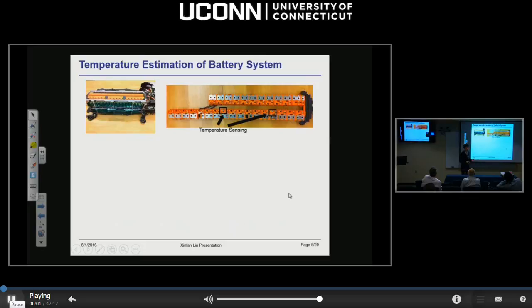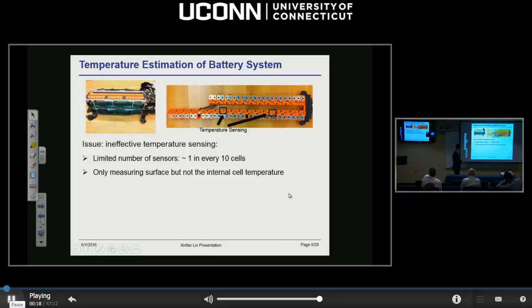So now we see the problem here is that we have only two temperature sensors for around 20 cells in here, which means we only have one temperature sensor for every 10 cells. So such sparse temperature sensing cannot provide a detailed temperature distribution about the battery system across the whole pack.